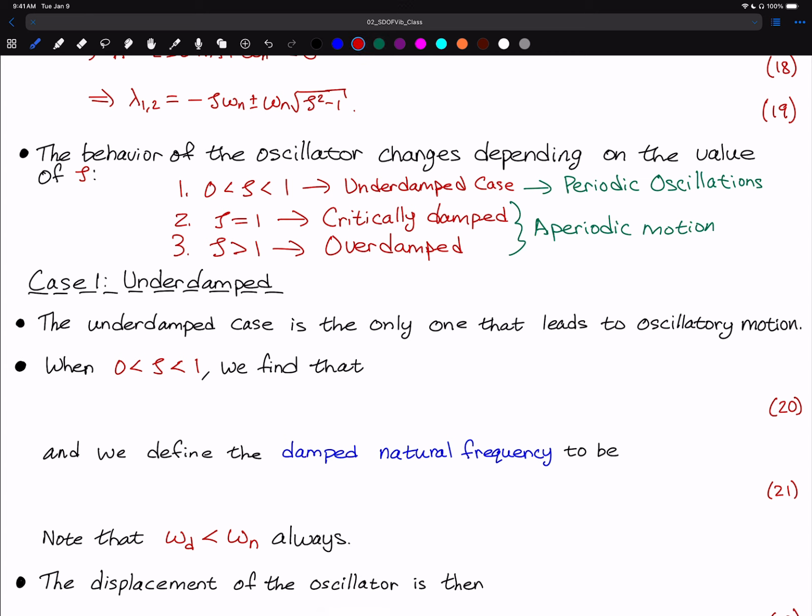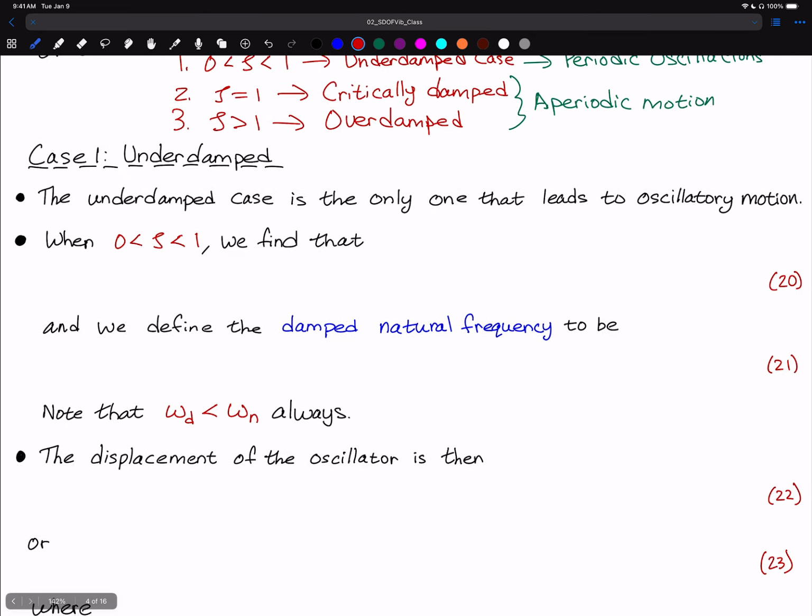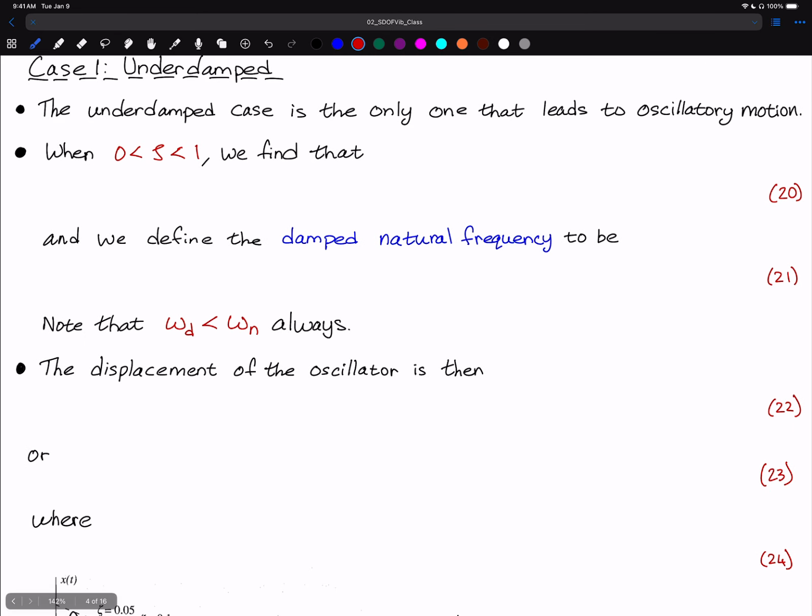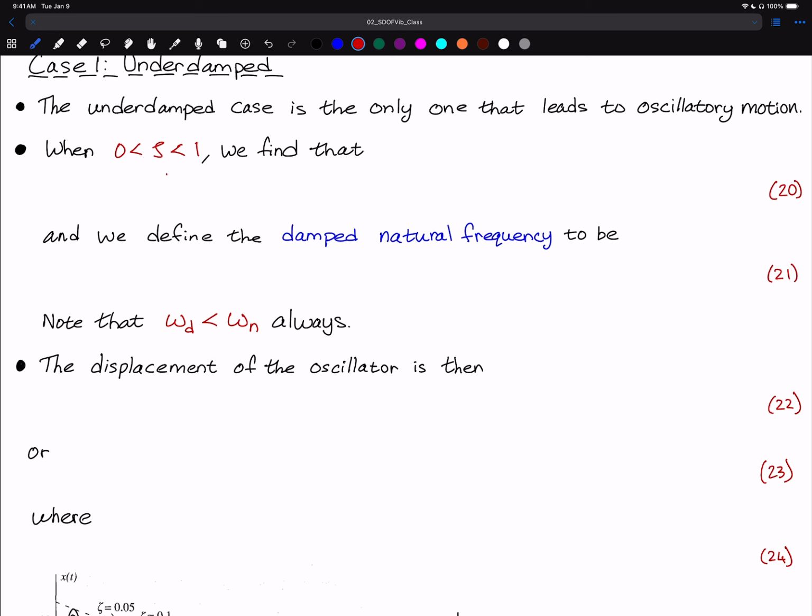Okay, we're going to go through each of these cases individually, starting with case 1, which we'll say is the underdamped case. This again is the only case that leads to oscillatory motion. And when zeta is greater than 0 but less than 1, we'll find that our solutions lambda 1 and 2 will be equal to minus zeta omega n plus or minus j omega n times the square root of 1 minus zeta squared.